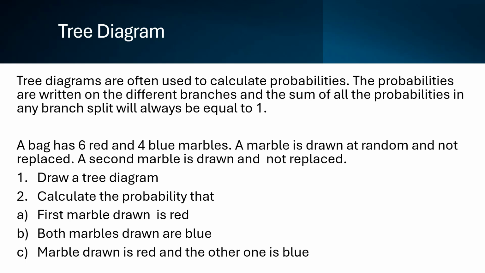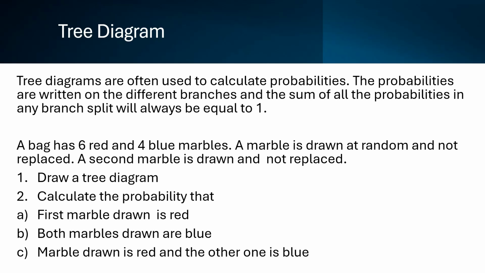It says a bag has 6 red and 4 blue marbles. A marble is drawn at random and not replaced. This is very important: you are drawing the marble and not returning it. A second marble is drawn and not replaced as well. They want you to sketch the tree diagram. I think this one is kind of easy.